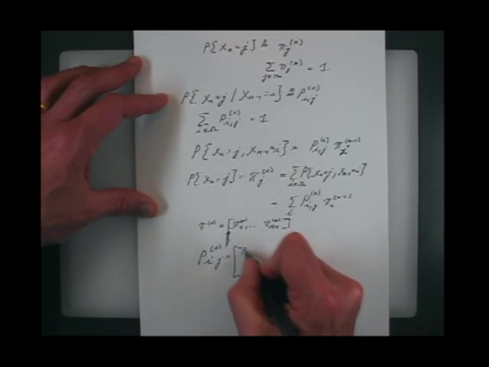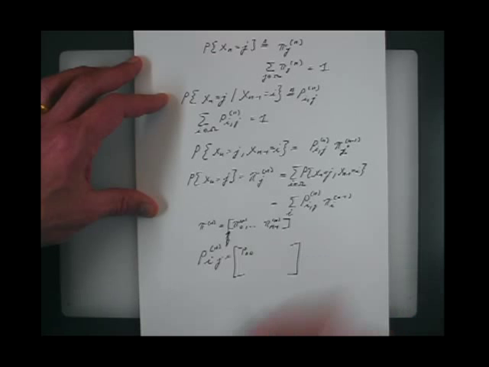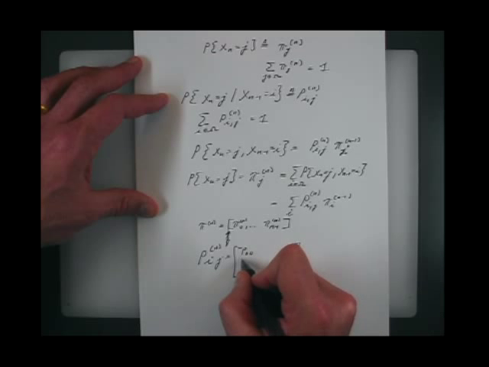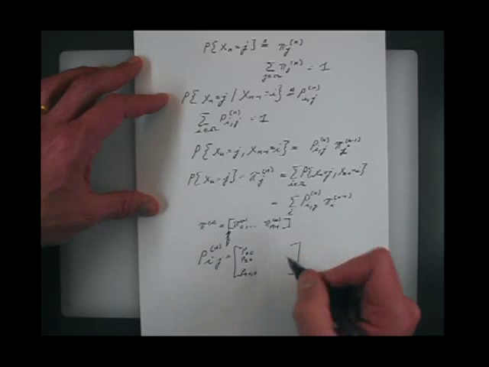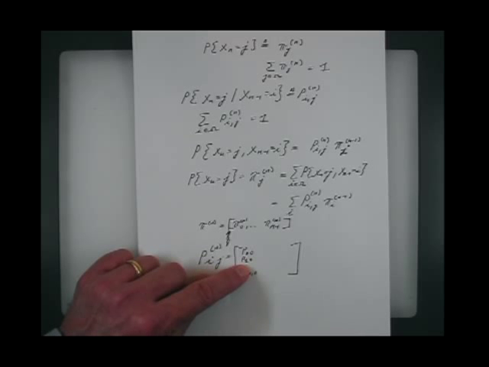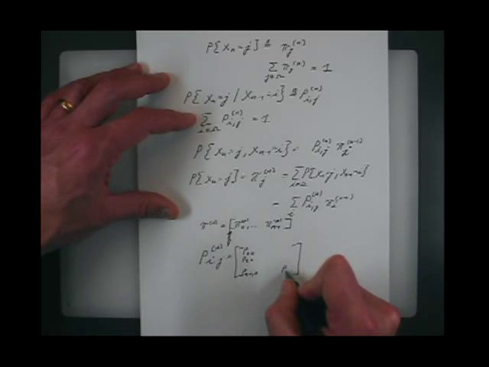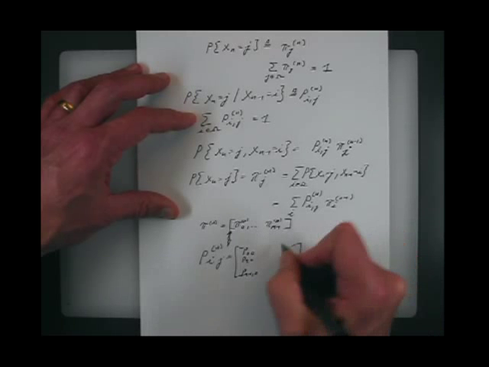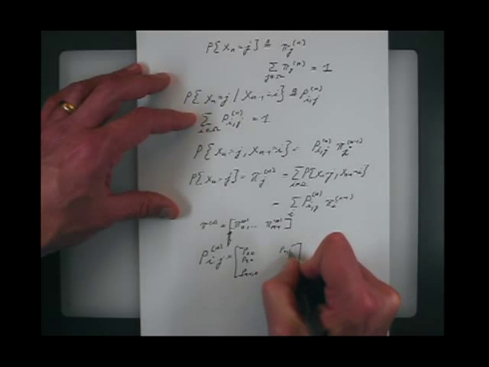Then this is P 0 0, and this is P 1 0, down to P n minus 1, 0. So basically, this is the probability that you enter into state zero, given that you started in state zero. This is the probability that you enter into state zero, given that you started in state one. And you can tell this matrix is going to end with P n minus 1, n minus 1, and this is P 0, n minus 1.